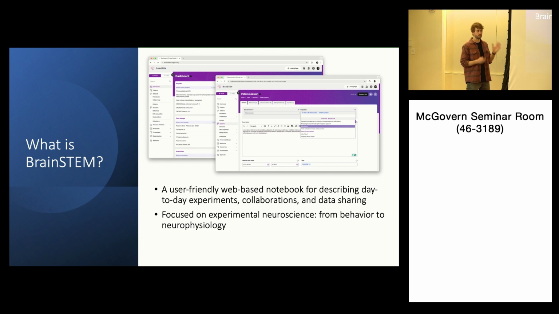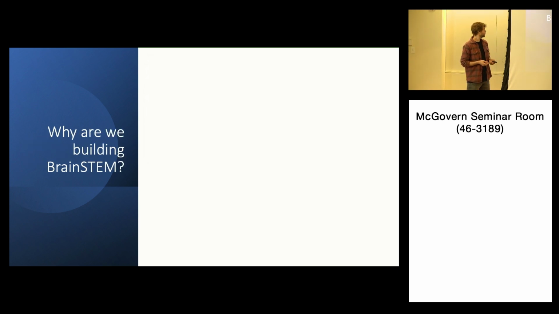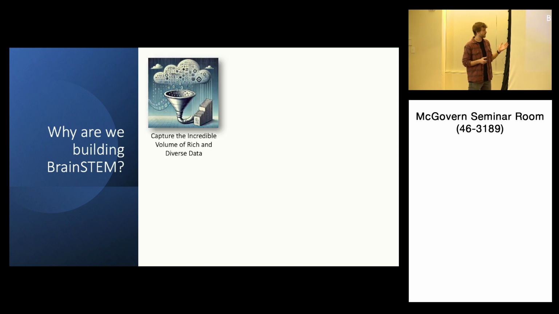And right now we focus on experimental neuroscience, specifically behavior and neurophysiology. We don't have so much focus on slice work yet, like tissue handling, but we can discuss this stuff we know is important. And then lastly, it's really this central resource for streamlining data analysis and enabling reuse. So we wanted to cover both experimenters that are describing their experiments, collaborations, but also bridge all the way to data sharing and community aspects.